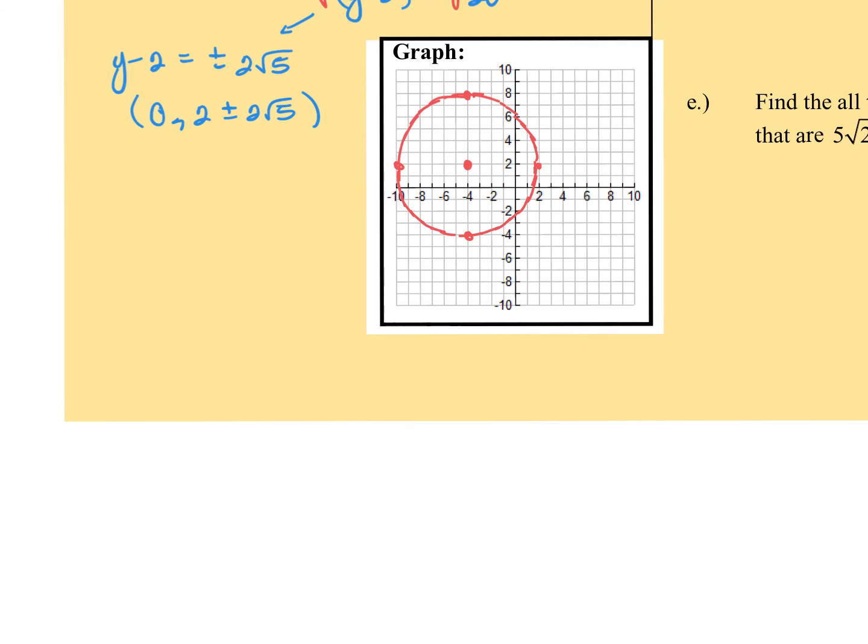Okay, in the next video, we're going to go through how we can apply and solve some problems beyond just writing the equation for a circle and graphing it.